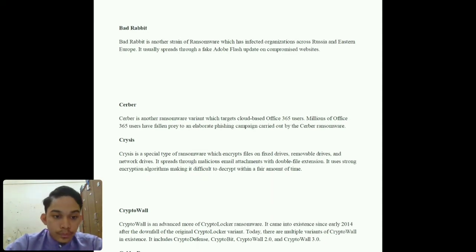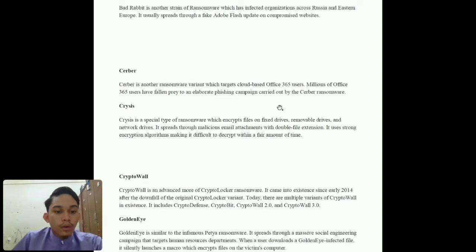Crysis. Crysis is a special type of ransomware which encrypts files on fixed drives, removable drives, and network drives. It spreads through malicious email attachments with double file extensions. It uses a strong encryption algorithm, making it difficult to decrypt within a fair amount of time.